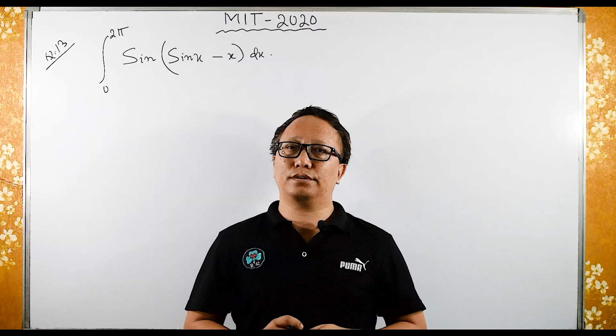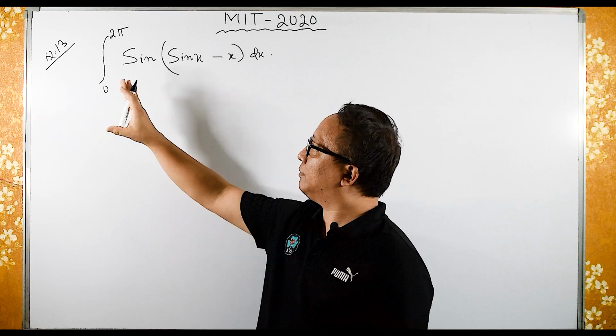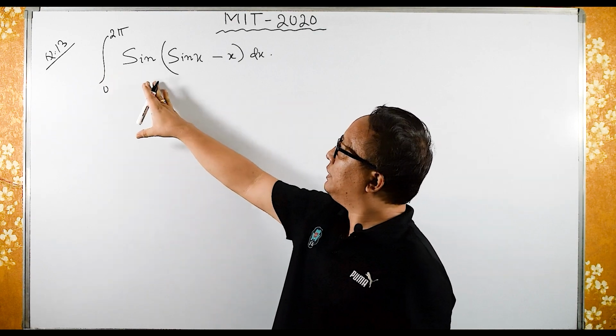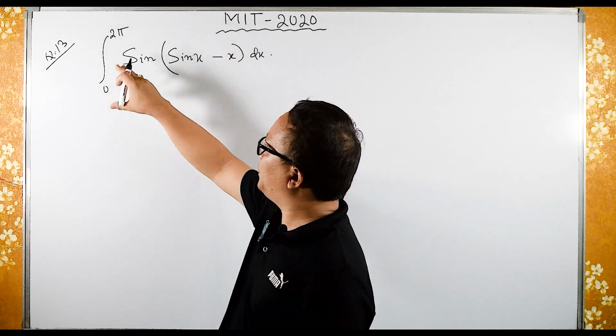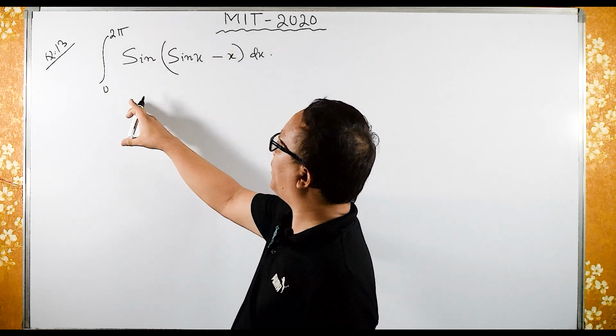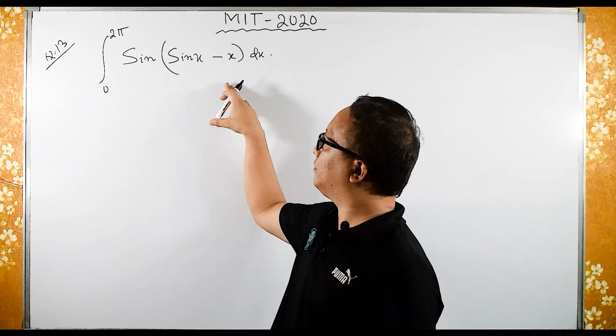Welcome to this section of this course. This integral was asked by MIT 2020, question number 13. This can be solved in many ways. Here the limit is from 0 to 2 pi, so we can convert 0 to 2 pi into 0 to pi and pi to 2 pi, and we can find this area also.